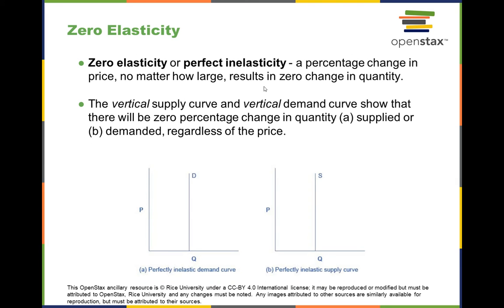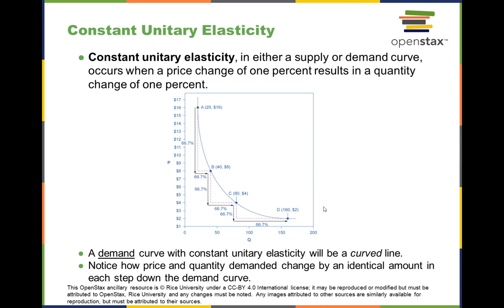Zero elasticity, or perfect inelasticity, is when a percentage change in price, no matter how large, results in zero change in quantity. And they're represented by a vertical line in both cases. So you can see they're just straight up and down.